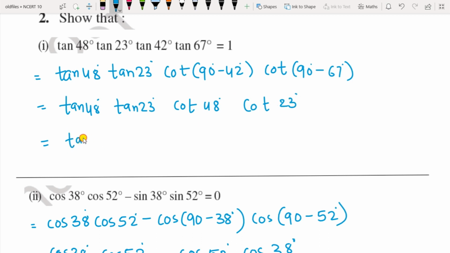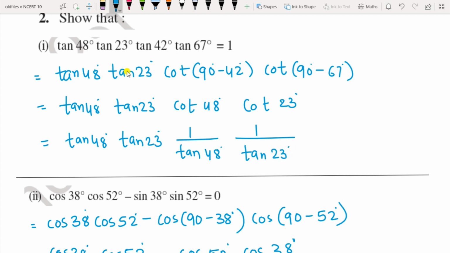Now in place of cot you can write tan, since cot is inverse of tan. So this will be 1 upon tan of 48 and this will also be 1 upon tan of 23. Now tan of 48 and tan of 23 will get cancelled. You will have 1 as the answer, and that is your RHS, hence proved.